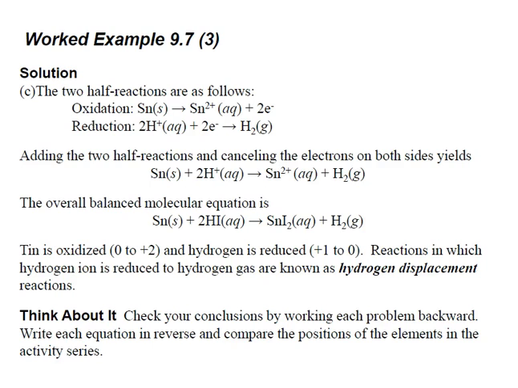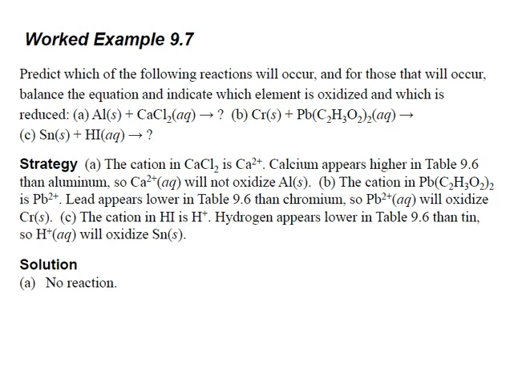This has two half reactions, and let's peek back at the question first. It says, predict which of the following reactions will occur, and for those that will occur, balance the equation and indicate which element is oxidized and which is reduced. So for part C, we have tin solid plus hydroiodic acid, and then what does that produce?